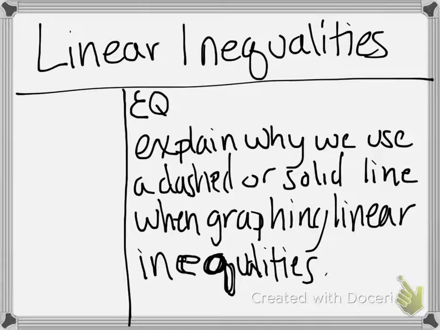All right, linear inequalities. A linear inequality is similar to a linear equation, just like a regular inequality is similar to a regular equation. The difference between a linear inequality and a linear equation is that a linear inequality has multiple solutions, whereas a linear equation has just one. Our essential question: explain why we use a dashed or solid line when graphing linear inequalities.